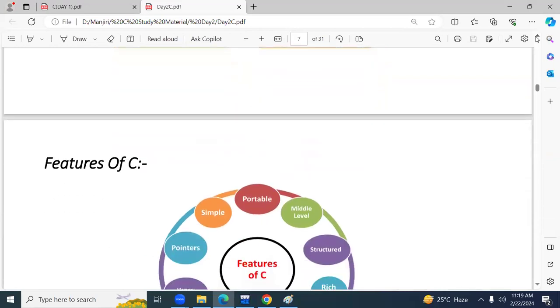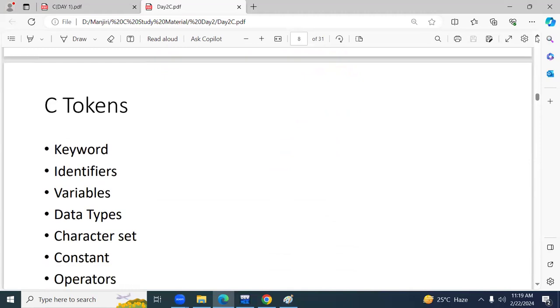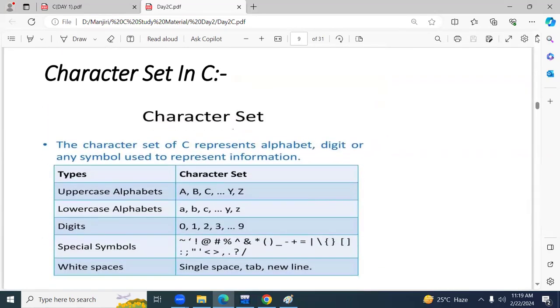Okay, are you able to understand, guys? So these features we'll just see afterwards. First of all, we'll go through the different alphabets we are going to use, and then we are going to the previous slides. Okay, so concentrate on this one.